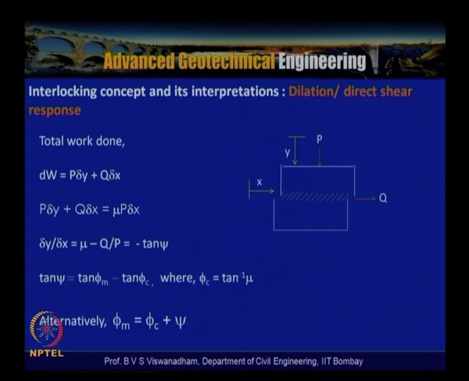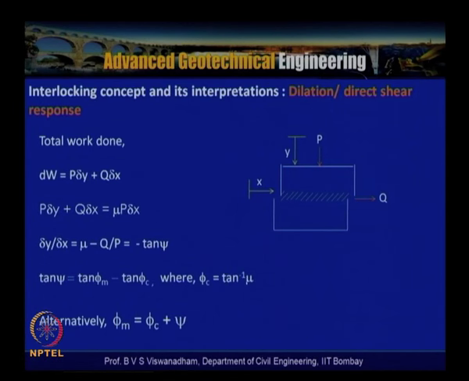When you simplify this, what we get is that delta y by delta x is equal to mu minus q by p, which is nothing but tan psi, where tan psi is equal to tan phi m minus tan phi c, where phi c is equal to tan inverse mu. Alternatively we can say that phi m is equal to phi c plus psi.